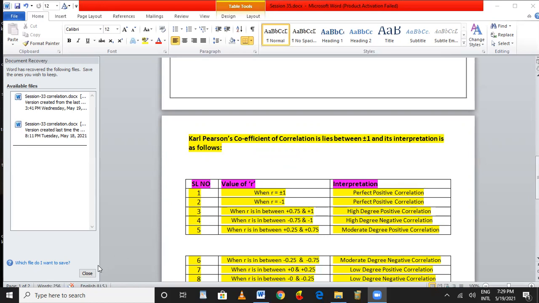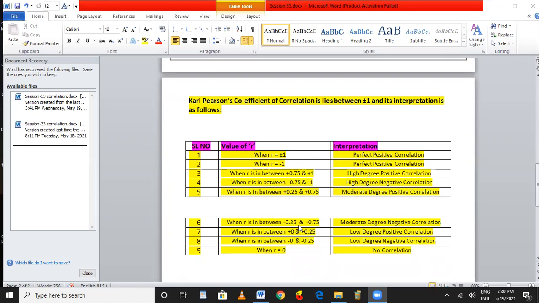Positive correlation means both phenomena are going in the same direction. One is decreasing, another is also decreasing. One is increasing, another is also increasing. And when r is between minus 0.25 and minus 0.75, it is moderate degree negative correlation. When r is between 0 and plus 0.25, it is low degree positive correlation. When r is between 0 and minus 0.25, it is low degree negative correlation. When r is equal to 0, there is no correlation at all.